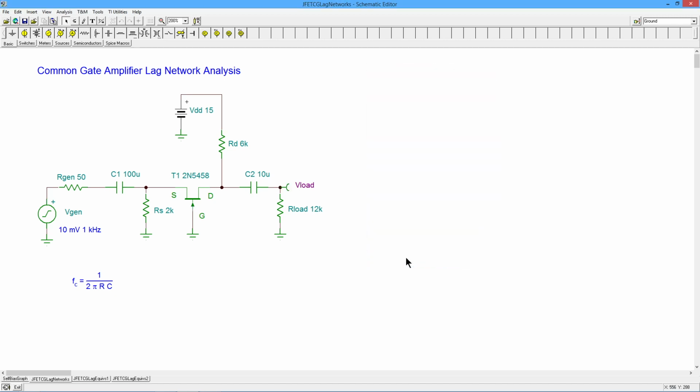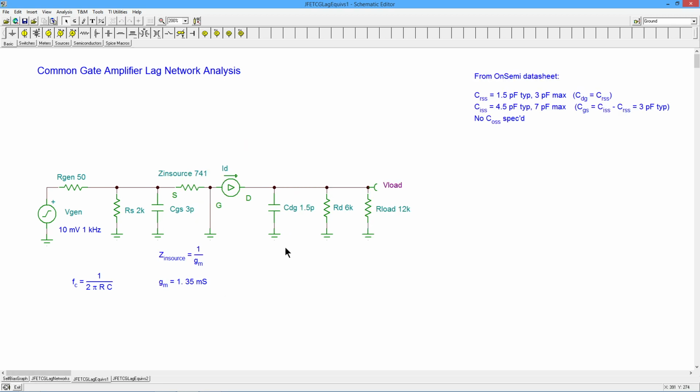Looking pretty good. Now, from here, since we know the DC is working pretty good, we're pretty confident of this GM value being 1.35 millisiemens. Now we can start looking at the fun stuff for today, which is the lag network analysis. What does the equivalent circuit look like? All right, so let's go and look at this sort of redrawn.